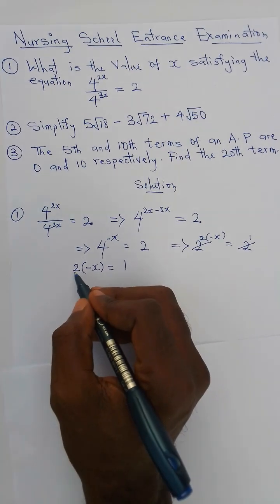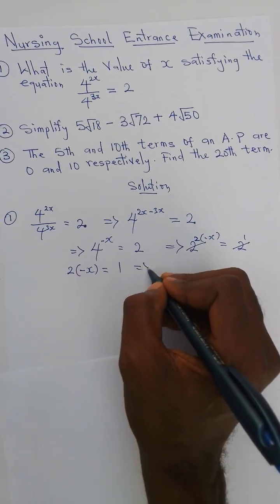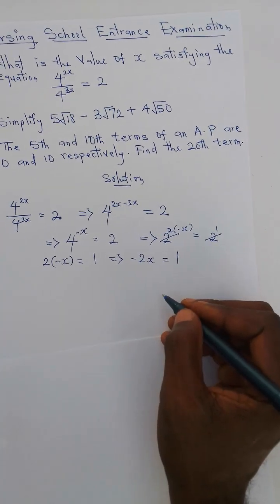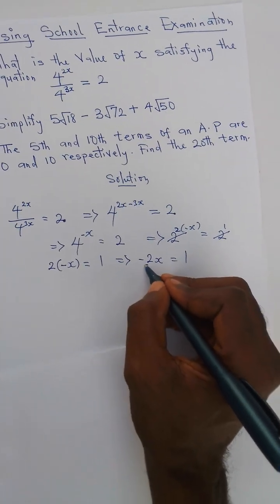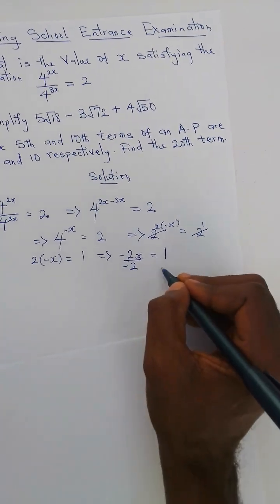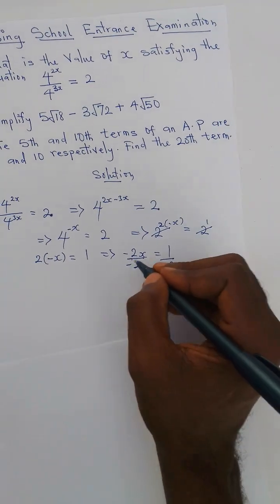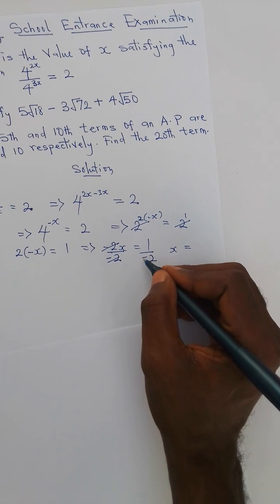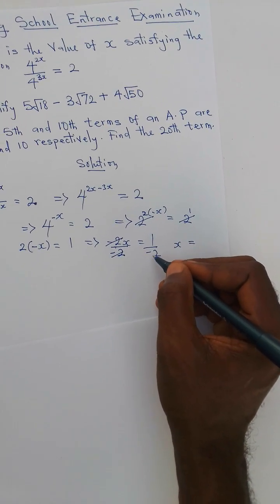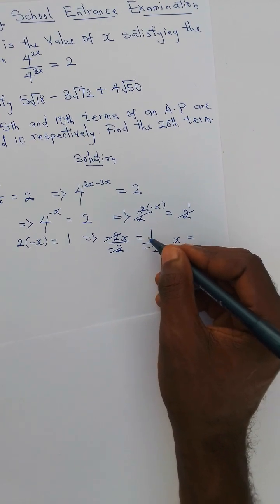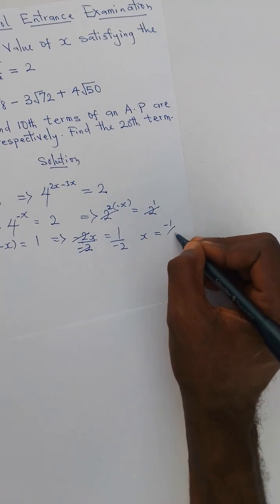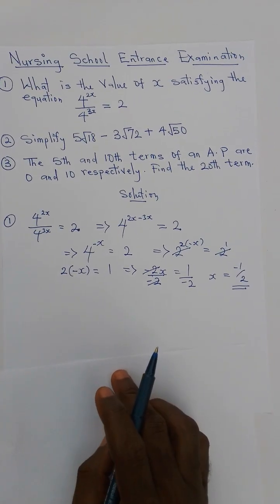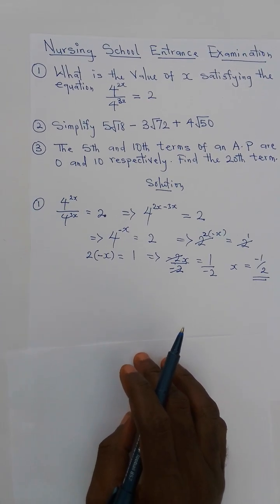Okay, so we multiply these 2 by minus x. So 2 times minus x will give us minus 2x equal to 1. Then at this point, we can divide both sides by minus 2. Divide here by minus 2. So minus 2 cancel minus 2. X is equal to, so you carry this your minus and give it to, the denominator cannot carry minus. So we give the minus to the numerator, minus 1 all over 2. So the value of x that will satisfy the equation is minus 1 all over 2.